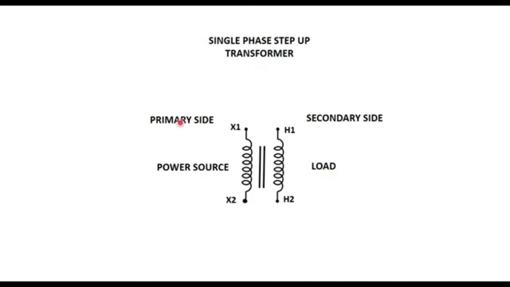Ganun po. So, kung ganun mangyayari, kung step up tayo, ang magiging primary side natin o power source natin ay yung low voltage winding. Ito na po, yung X1 and X2 terminal. Yung secondary side natin, papuntang load o transmission line, na yung H1 o H2 kasi mataas na po ang voltahe dyan.